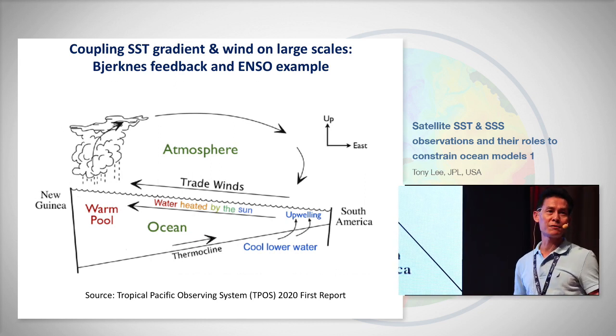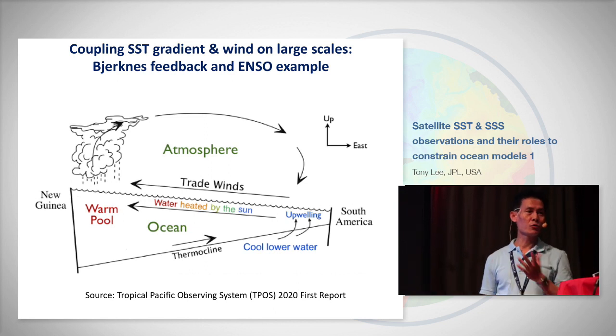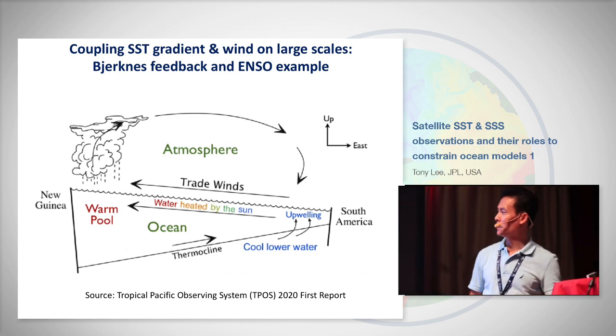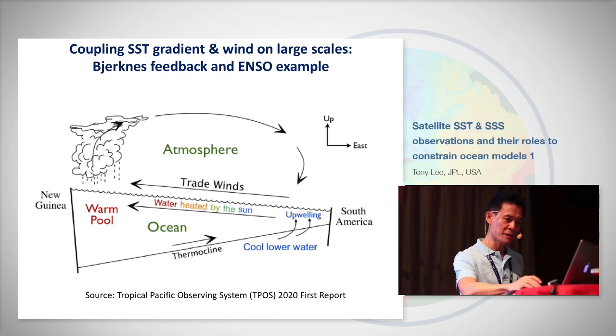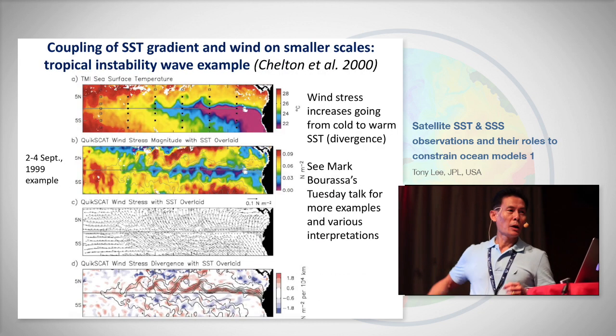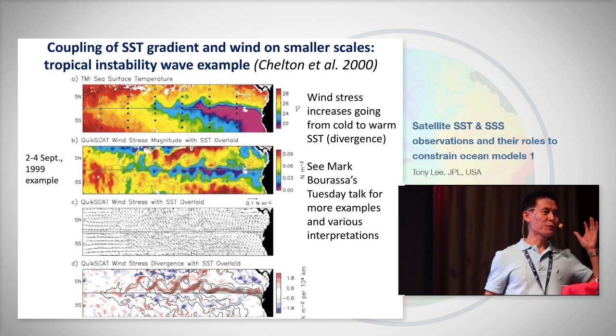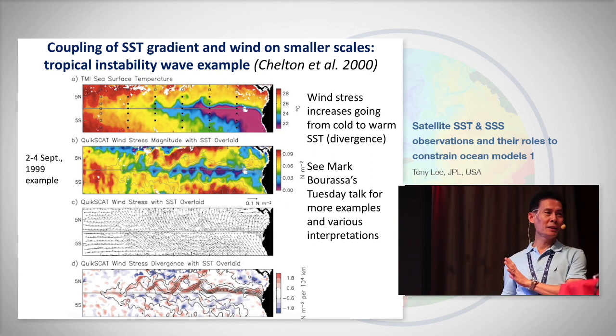So that's called the Bjerknes feedback, and it occurs, to some extent, in the tropical Atlantic and the tropical Indian Ocean as well. So it's evidence for large-scale coupling of SST gradient and wind. And Mark Bourassa yesterday gave a lot of examples of mesoscale coupling of SST gradient and wind, so I'm not going to go into the detail.